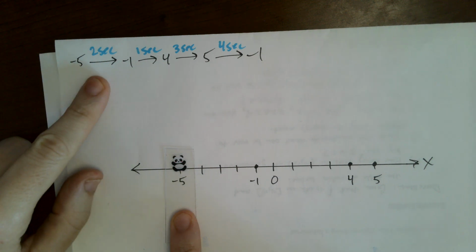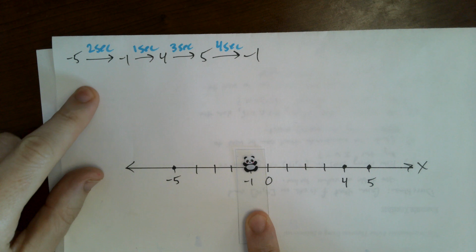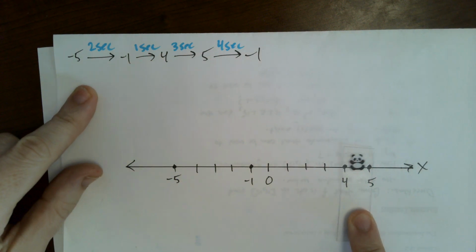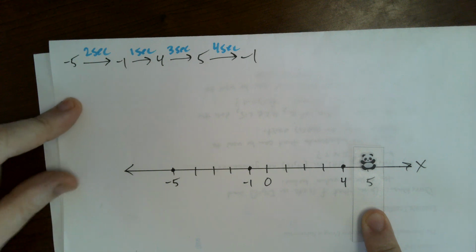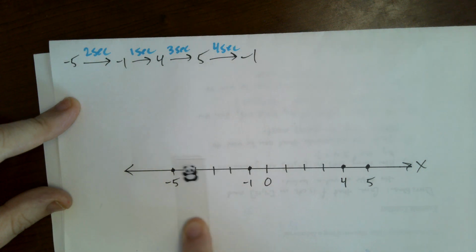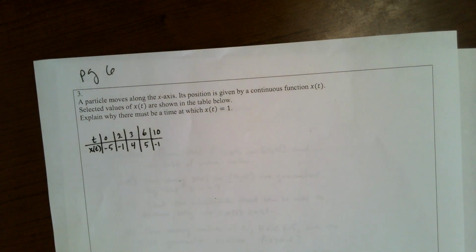And then 2 seconds later, it is at -1. And then 1 second later, it's at 4. 3 seconds later, it's at 5. And then 4 seconds later, it's back to -1. Okay, so the particle is traveling along the x-axis.